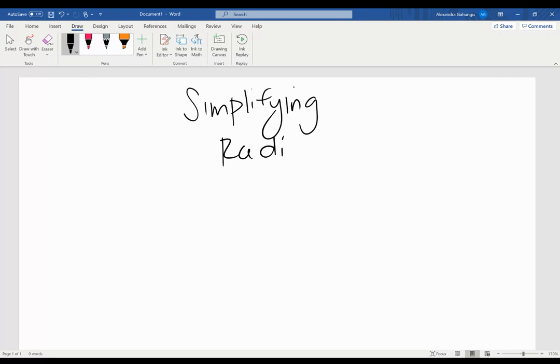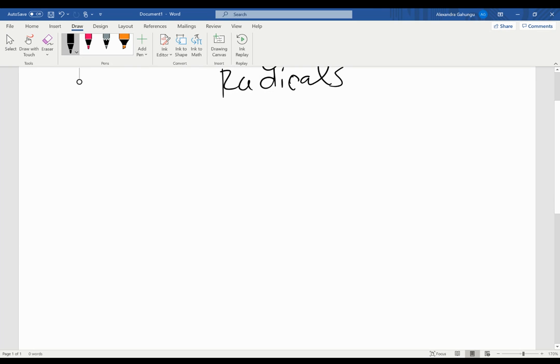So we're going to go over simplifying radicals, just so I have a title for myself. Radicals are these numbers with a square root sign. So we're taking the square root of 27 and we need to simplify it. Simplifying it means taking all of the perfect squares out of it.